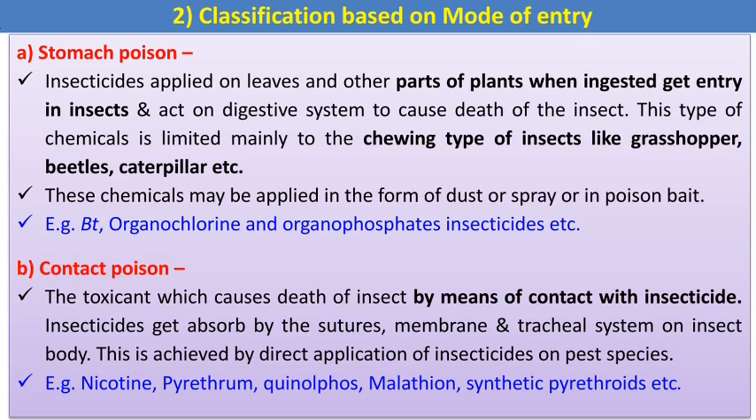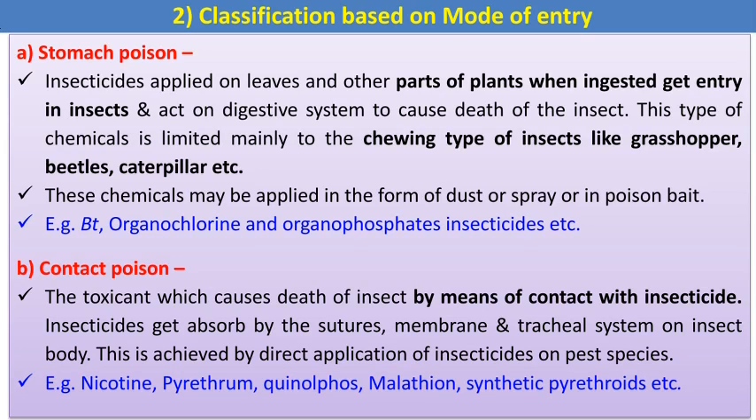The second category is based on the mode of entry. It means how the insecticide enters into the insect body. The first one is stomach poison. The stomach poison insecticide is mostly used to kill insects having chewing and biting type of mouthparts like grasshoppers, beetles, and caterpillars.